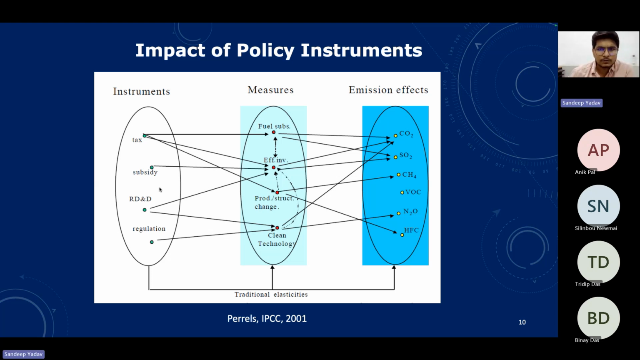So there are impacts of the policy instruments. In policy instruments, we can consider taxes, subsidies, research, development, and design, and the regulation. These are interrelated with the measures that we are taking, like fuel subsidies, effective investment, product or structure change, and the clean technologies. So these finally give the outcomes that we are getting, to reduce the CO2 emissions or CH4 or whatever emission effect that we are considering.